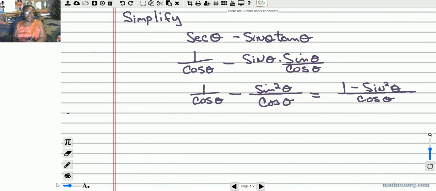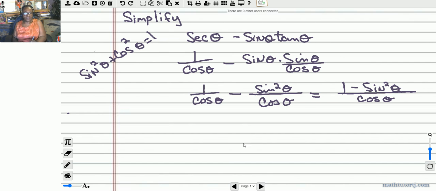Think back to our Pythagorean identity. In fact, almost every time you see sine and cosine squared, consider whether or not the Pythagorean is going to help you. And our trig Pythagorean, just in case you don't remember, is sine squared theta plus cosine squared theta equals 1. That's a Pythagorean identity.